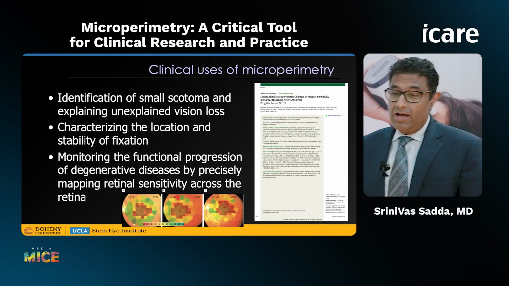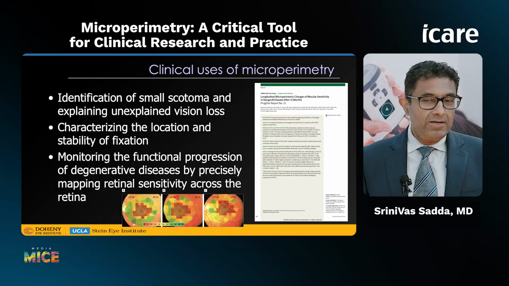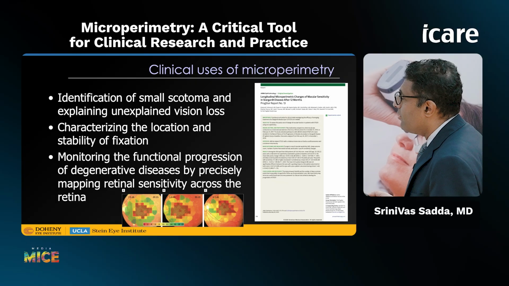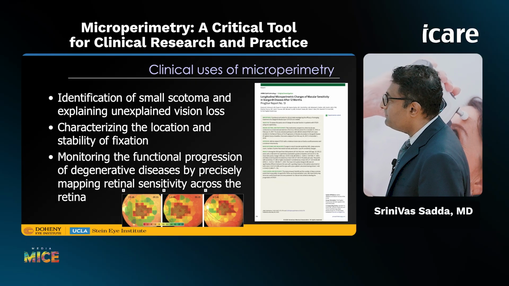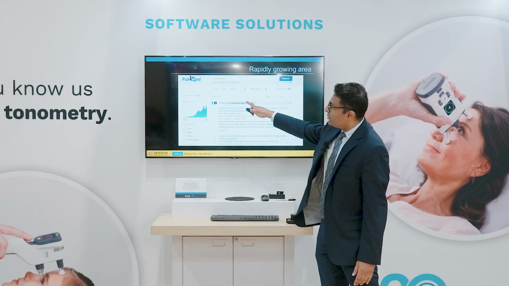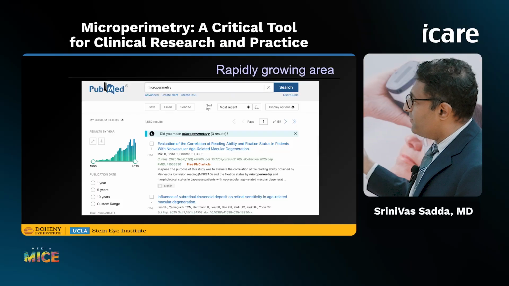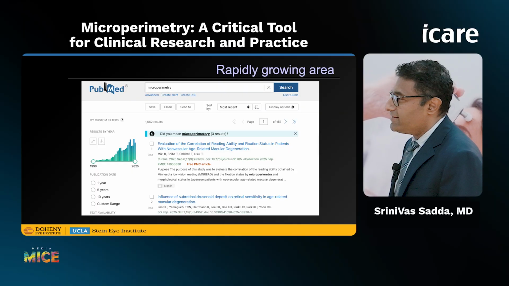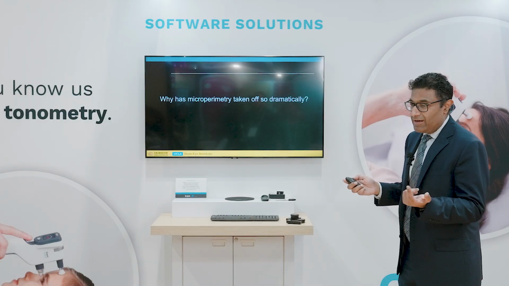The other thing, which I'm going to spend most of the time on, is mapping the progression of disease. This is where it's especially being used in clinical practice and clinical research now, by measuring the actual sensitivity of the retina in different locations. This is a rapidly growing field. You can see the trajectory of publications. There are more than 1,600 publications on microperimetry, which shows it's a topic of great interest, and one of great relevance now.